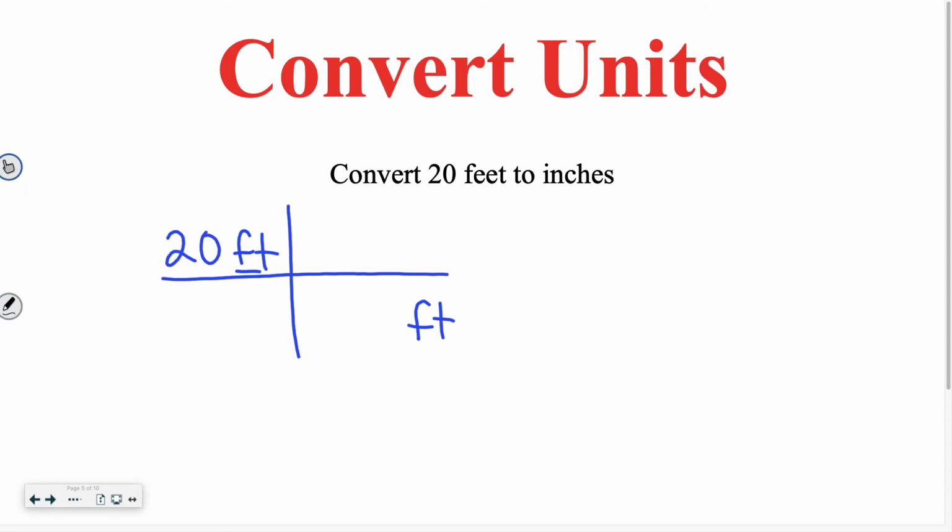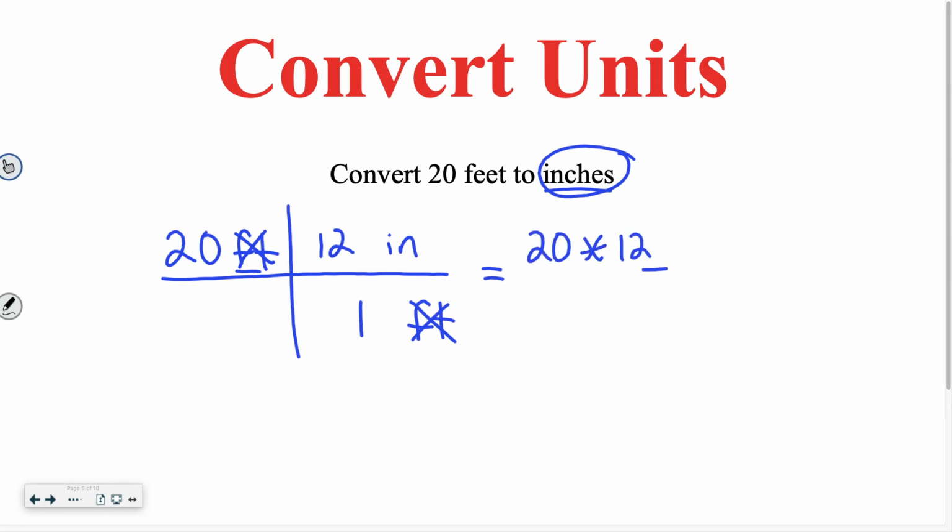So 20 times 1 is still just 20, so I don't have to worry about that. But I know that in 1 foot there are how many inches? 12. So what I'm going to do is my feet cancel, just like I want, because I don't want feet as my final answer. I want inches as my final answer. Now I'm going to multiply across. I'm going to say 20 times 12 divided by 1.